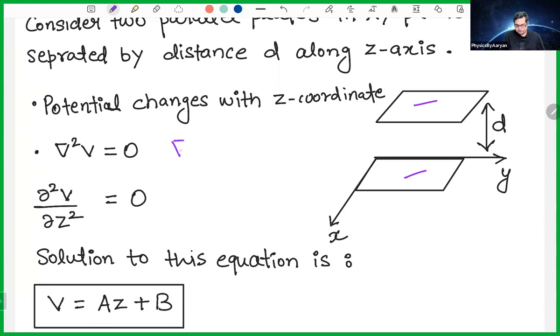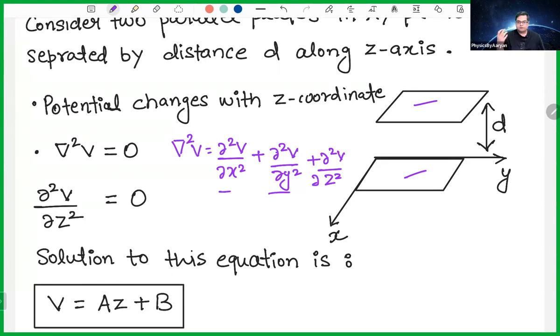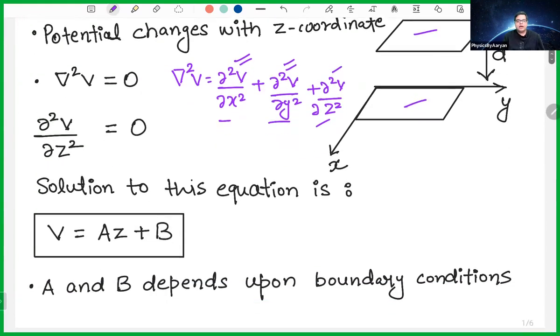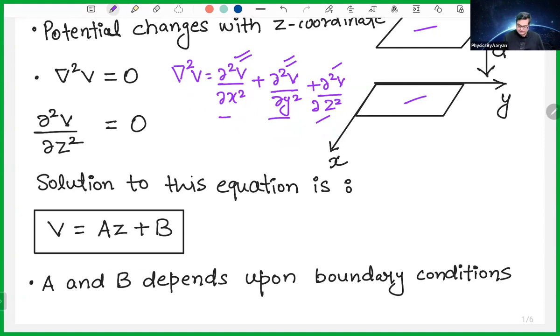Now del square V in Cartesian coordinates can be written as curly square V by curly x square plus curly square V by curly y square plus curly square V by curly z square. The first two terms are meaningless for us because V does not depend upon x, so that is going to be 0. V does not depend upon y, so that is also going to be 0. So the only thing that is going to remain is del square V by del z square, because V only depends upon z. So I can write del square V by del z square equals 0. And the solution to this equation is az plus b.